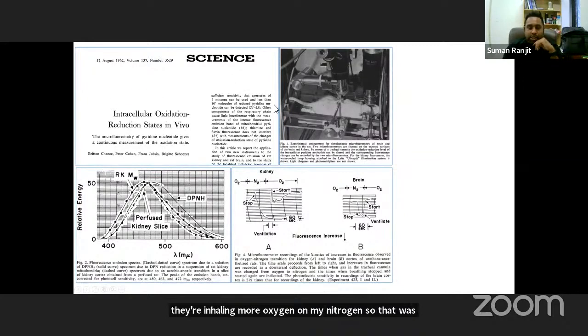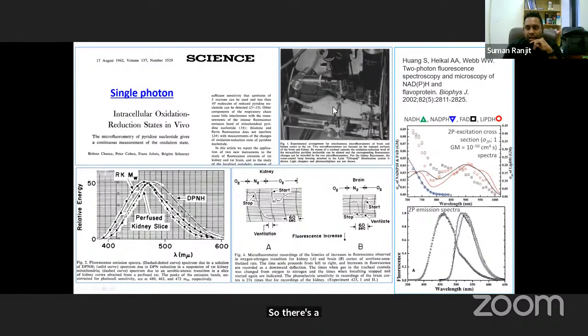The problem is this is single photon, which means if you try to take it to the imaging plane, it becomes very difficult because the energy of the single photon at 300-something nanometers is so high, it's not going to work in cells. So there was a delay, I would guess. And then at Webb's lab in 2002, after quite a big delay, they created the two-photon fluorescence spectroscopy and microscopy of NADPH and flavoprotein.